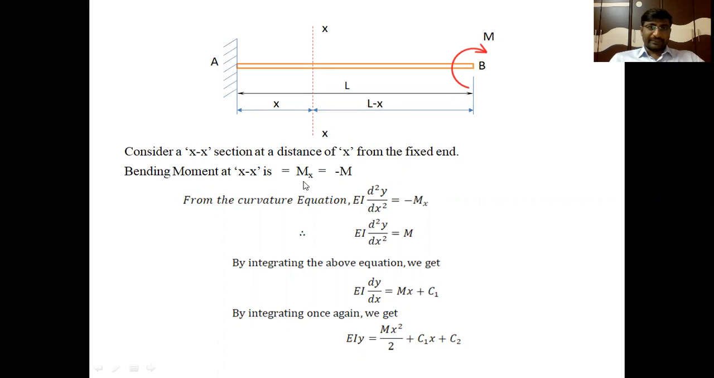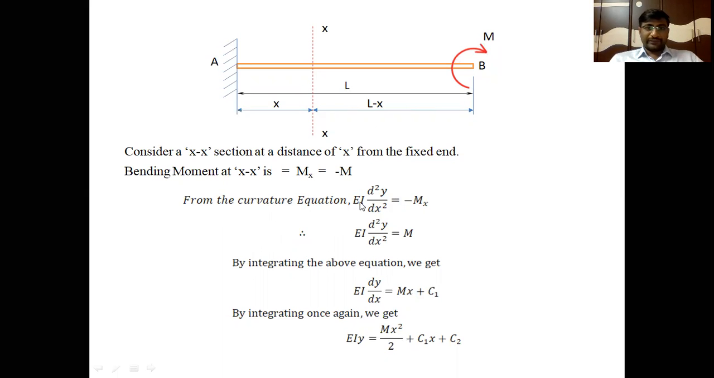We are taking Mx in this problem because M is the clockwise moment. Clockwise moment is taken as negative, isn't it? Anti-clockwise moment is taken as positive. So here Mx, the bending moment at x, is equal to minus M. Minus M is the couple or moment acting at the free end. Minus sign for clockwise moment.